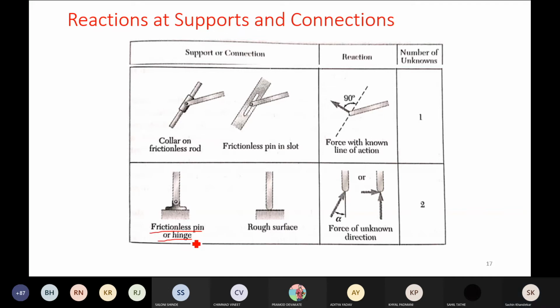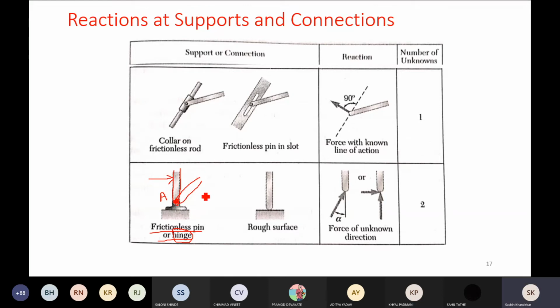Here let me discuss the frictionless pin or hinge. So frictionless pin means what? See, this is, say suppose, a rod which is pinned at this particular location A. All of you are familiar with the hinge. Hinge means what? Say we know the door hinges. About the hinge, say suppose I apply a force to this particular rod, then what will happen? It may rotate something like this, but the position of point A will not change. Point A will not displace to some other point.